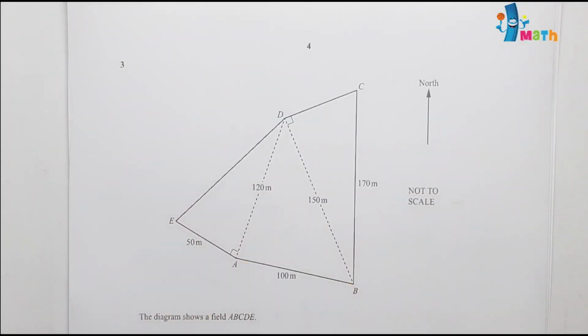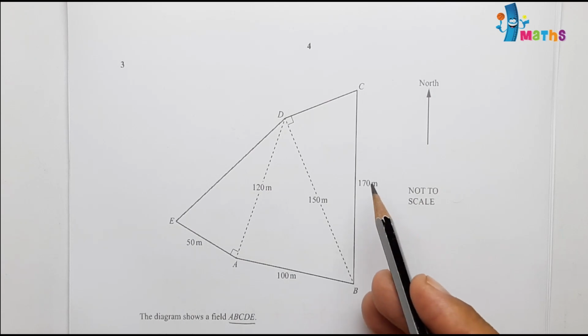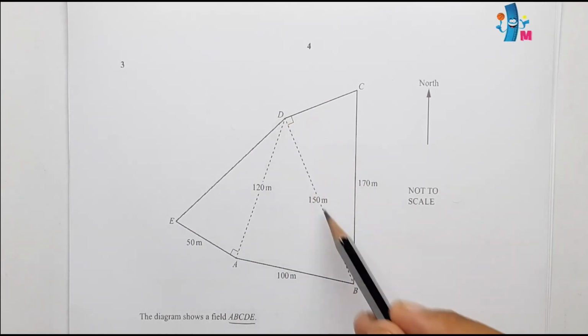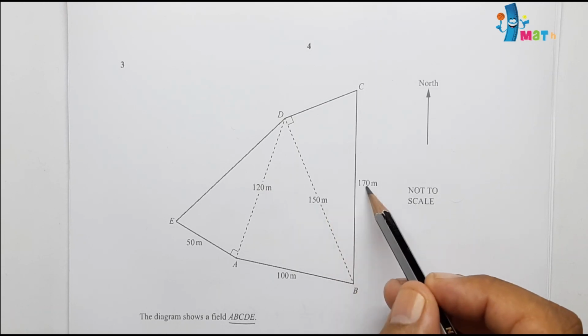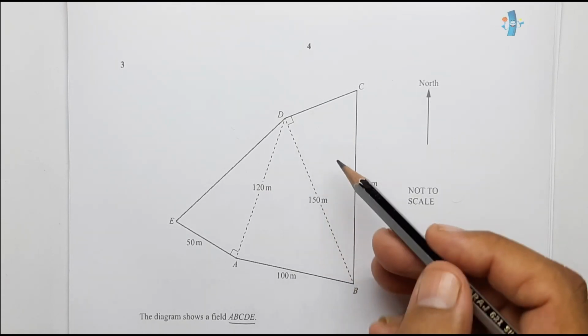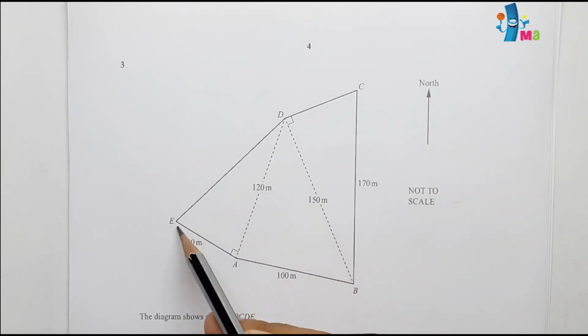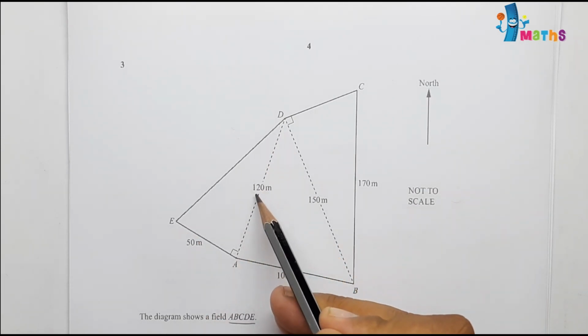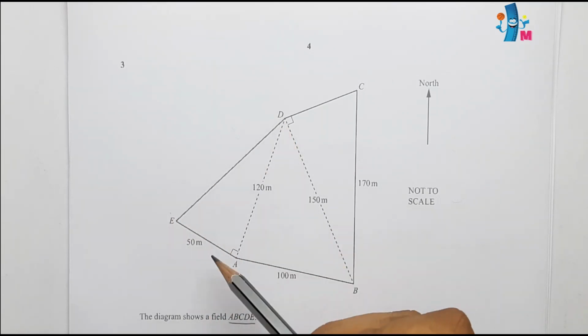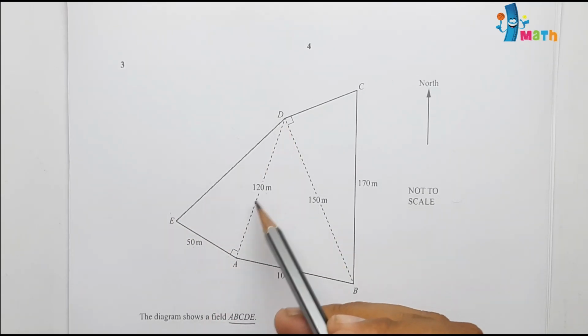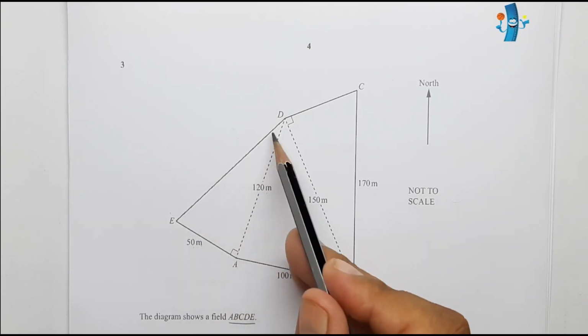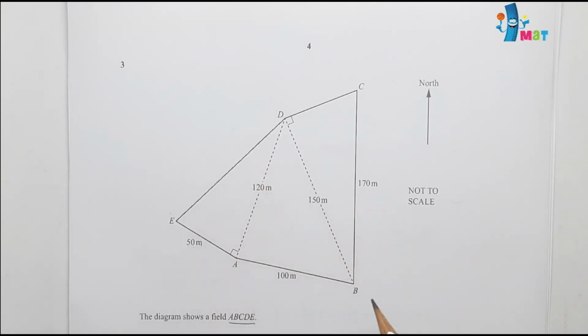Question number 3. This is the diagram given. The diagram shows a field A, B, C, D, E. Calculate the perimeter of the field. So if we go through these triangles, this is a right angled triangle. We have 2 sides, so we can find the third side of this right angle triangle. Similarly, this is also a right angle triangle, which is AED, and 2 sides are given for this triangle also. We can find the third side by Pythagoras theorem.